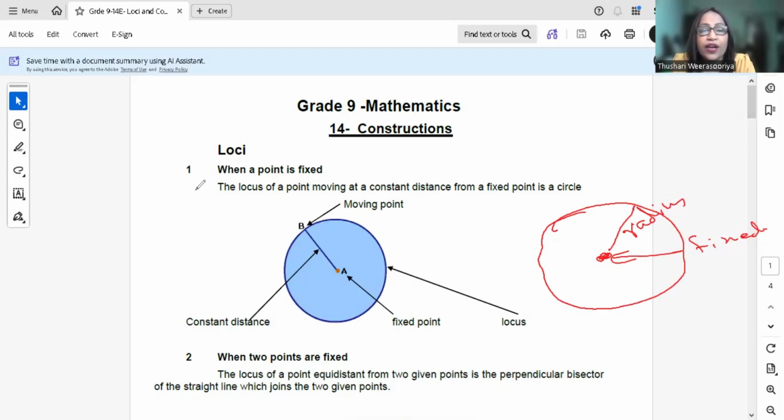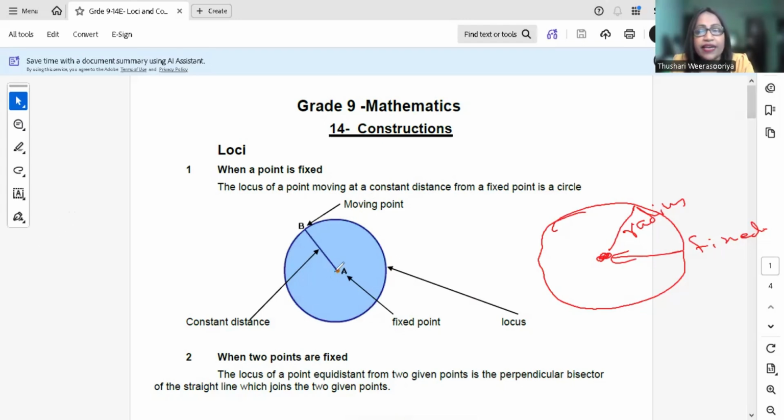So when one point is fixed, the locus of a point moving at a constant distance from a fixed point is a circle. That is obvious, right? You know how to draw a circle by using a pair of compasses. The compass point is fixed, and the pencil is moving around the compass point. That is the path of the moving point from the fixed point.